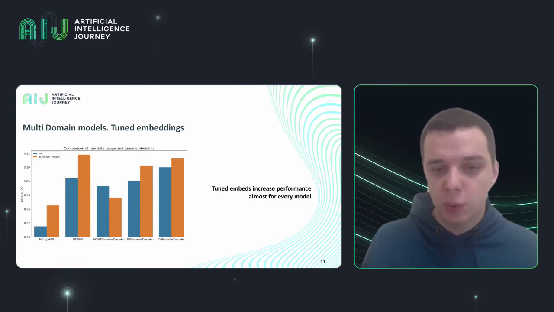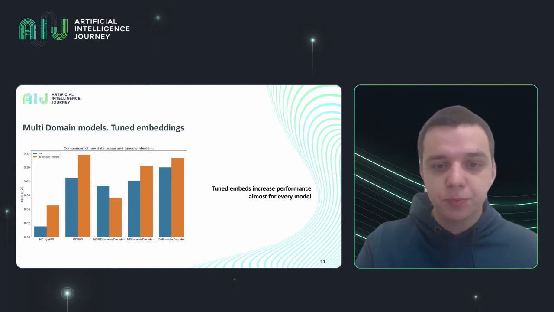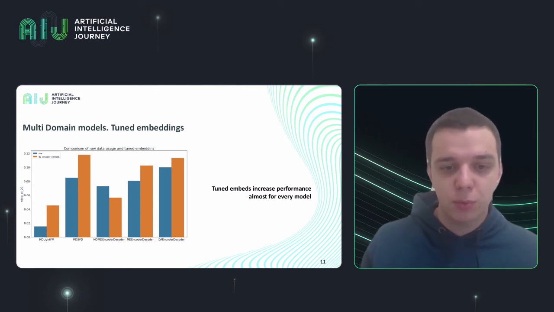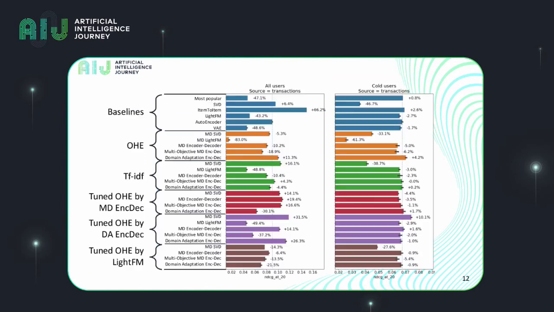In order to make sure that tuned embeddings offer any value, let's see how the result has changed compared to raw data. The blue bar here is the metric for raw data, and the yellow one is for tuned ones. And we see that it helps us in 4 out of the 5 models.